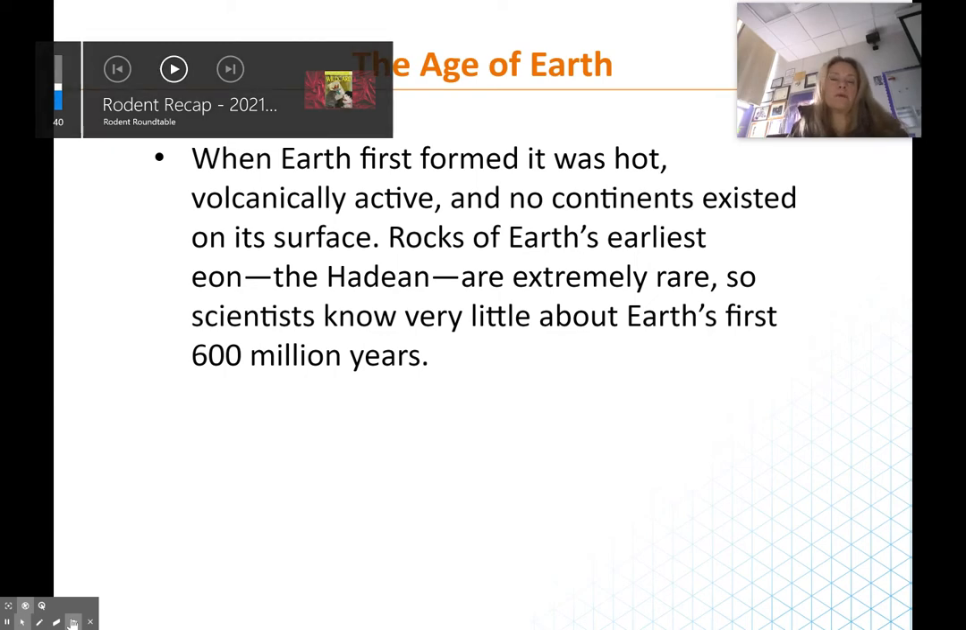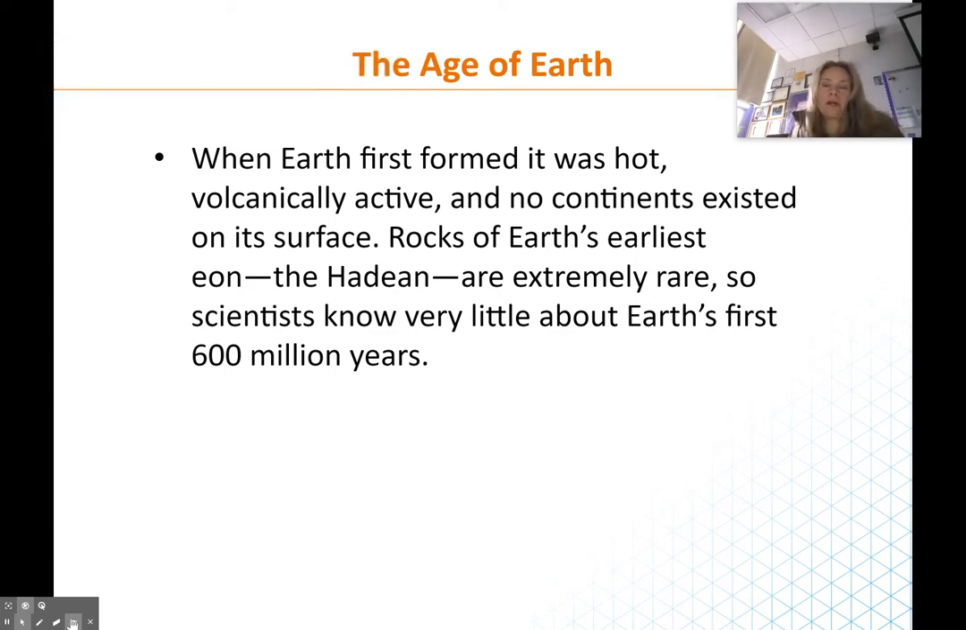All right, so kind of a recap on what we have talked about, especially with the timeline that we did last week. So basically, the age of the Earth, it formed 4.6 billion years ago, and it formed with the rest of the solar system. So when it first formed, it was very hot, volcanically active. There's no continents that existed because there was no water, and so it was just kind of a solid mass.